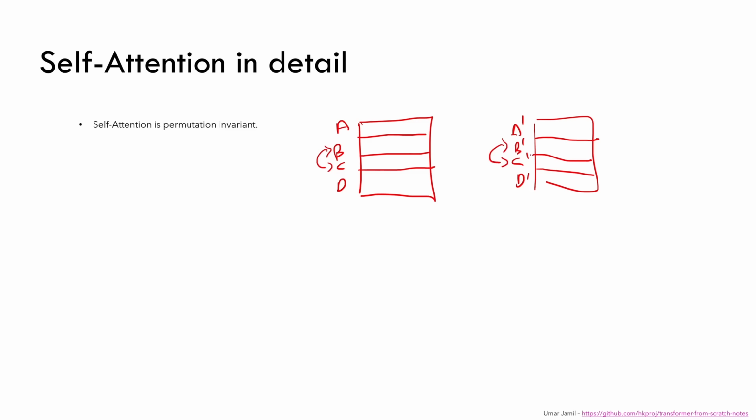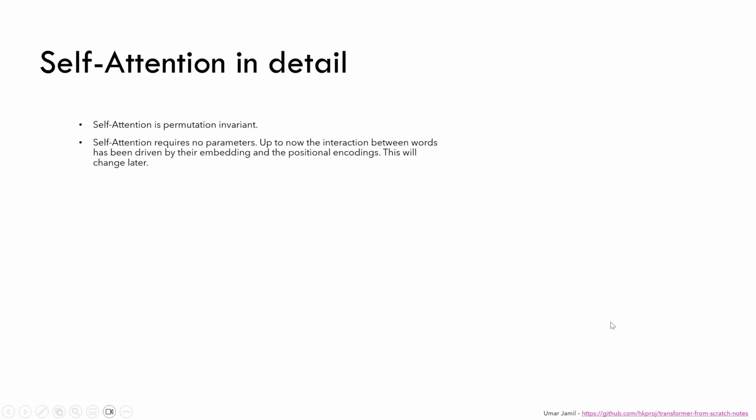So the values of B prime will not change, it will just change in position, and C will also change position, but the values in each vector will not change, and this is a desirable property. Self-attention as of now requires no parameters. I mean, I didn't introduce any parameter that is learned by the model.